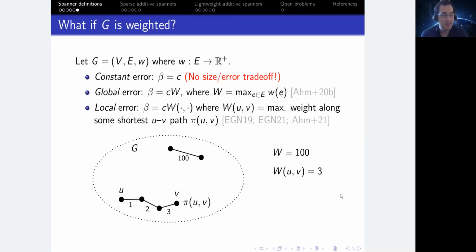A more natural way to define error is in terms of the maximum edge weight. This was the concept of our previous paper last year involving spanners that have global error, where the additive error is in terms of the maximum edge weight in the graph. However, a slightly better type of error is to consider local error, where the additive error between any vertex pair is in terms of the max edge weight along its shortest UV path, pi uv. Local error is more desirable in settings such as the below, where we may have a shortest path where the max edge weight is much less than the max edge weight in the entire graph.